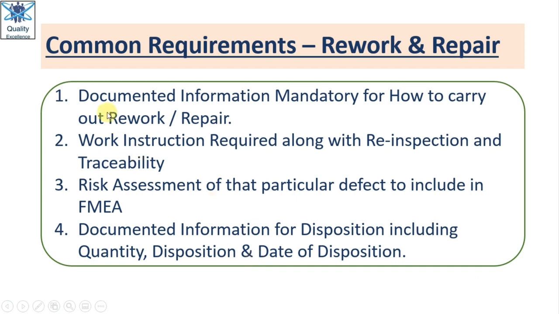Now there are some common requirements for rework and repair. Documented information is mandatory for how to carry out rework or repair. Work instruction is required along with re-inspection and traceability. Risk assessment of that particular defect to include in FMEA, meaning risk assessment is necessary. Documented information for disposition, including quantity, disposition and date of disposition, is required. So these are the common requirements for rework and repair.